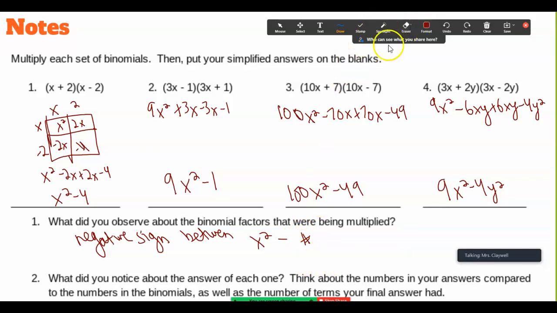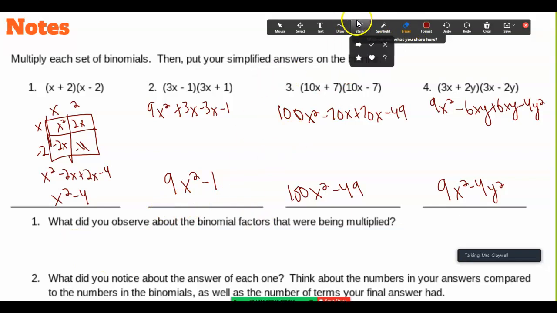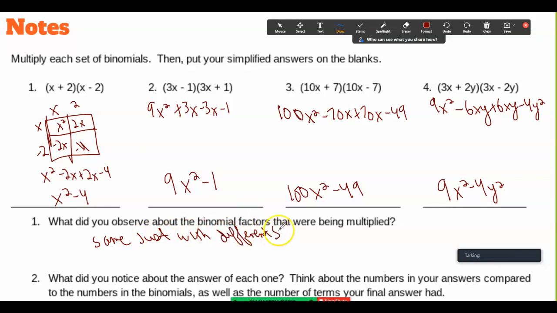Oh, sorry. It asked what do we notice about the binomial factors that were being multiplied. So what do we notice about the original factors? They were the same, just with a different sign. So one had a plus in the middle, one had a minus in the middle.